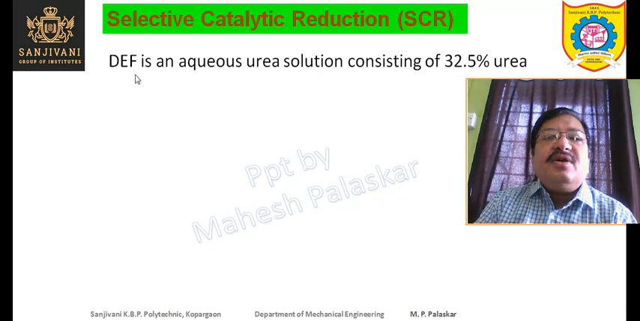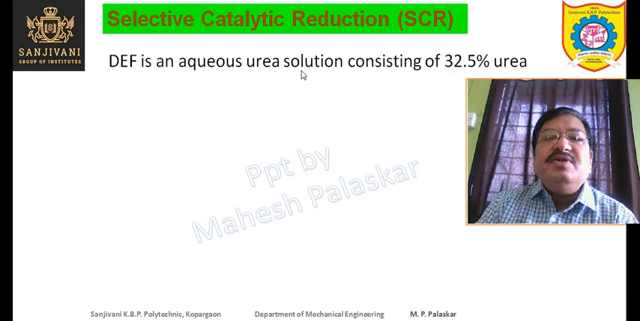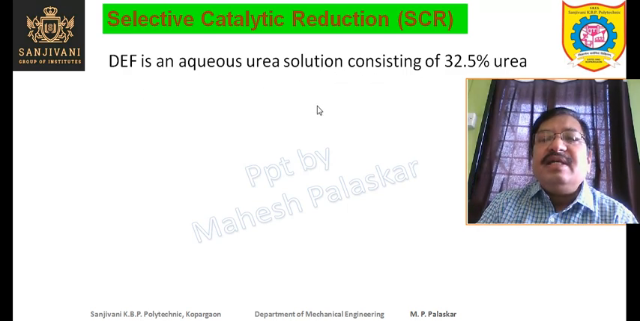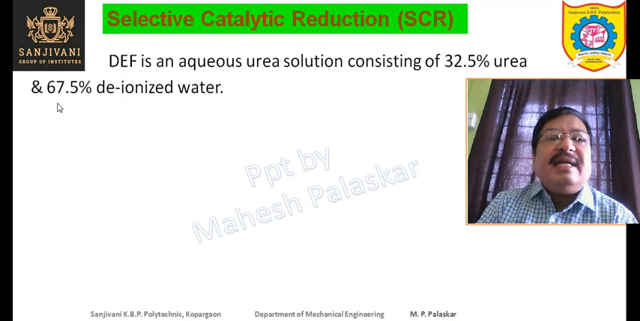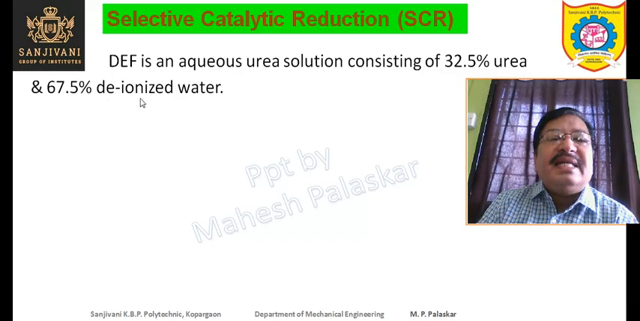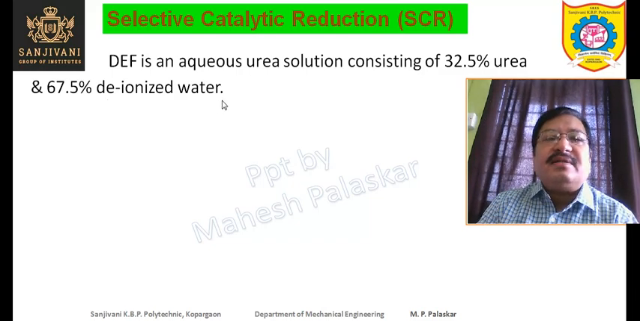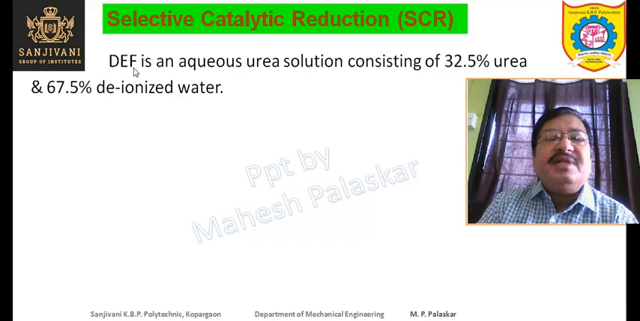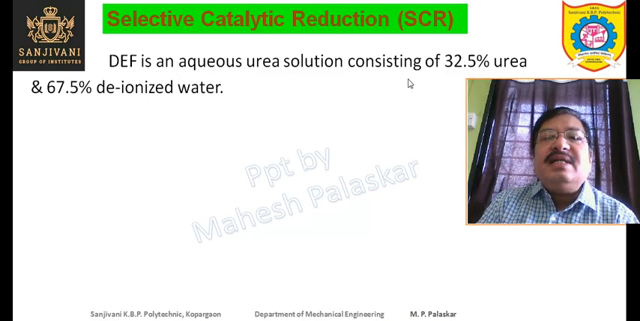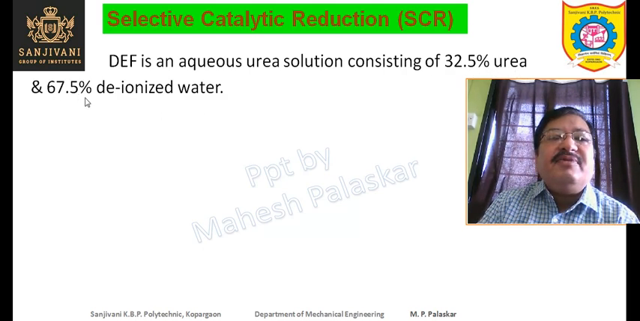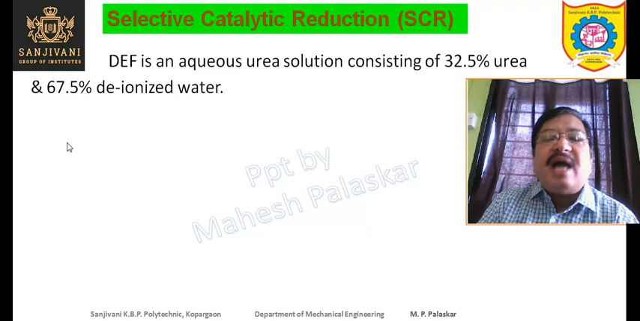So diesel exhaust fluid is an aqueous urea solution consisting of 32.5% urea and 67.5% deionized water. So this DEF solution is very important in this SCR system. It consists of 32.5% urea and 67.5% deionized water.